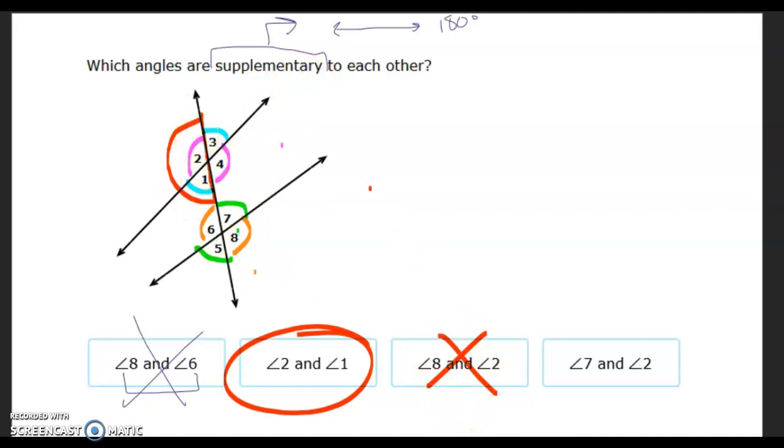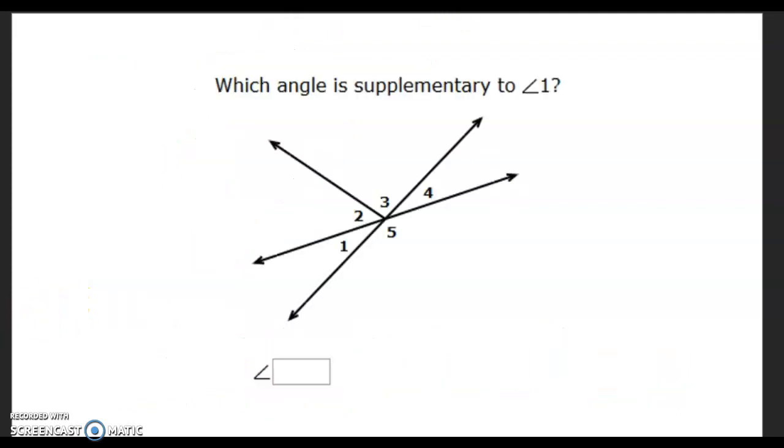Now, it looks like they could, right? But we don't know that 2 and 6 are the same angle because these lines are not parallel. So because they're not parallel, we can't guarantee that 2 and 6 are the same degree. So therefore, we cannot guarantee that 7 and 2 would make it. But 2 and 1 definitely does and makes a straight line. You can always go with that one.